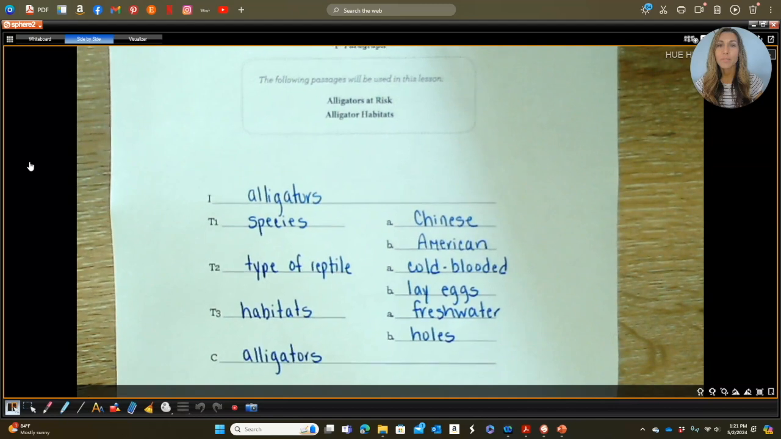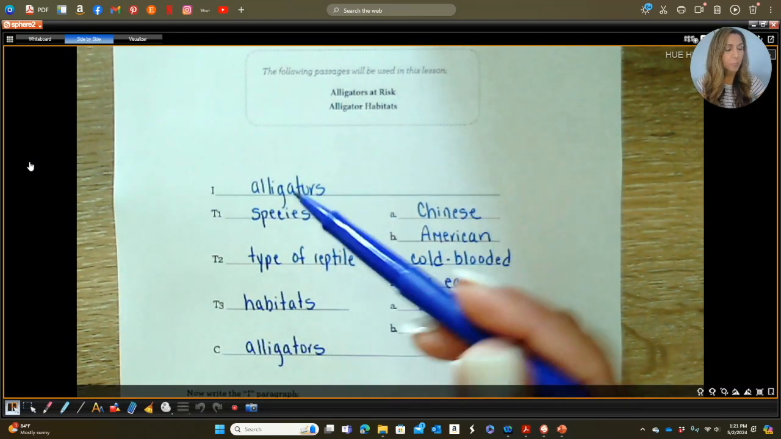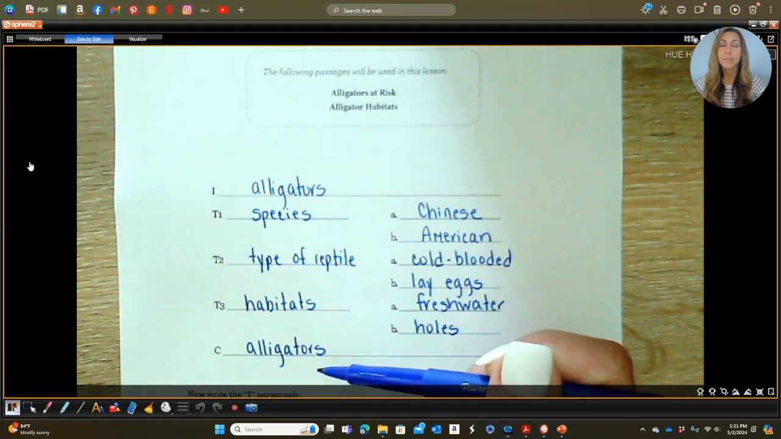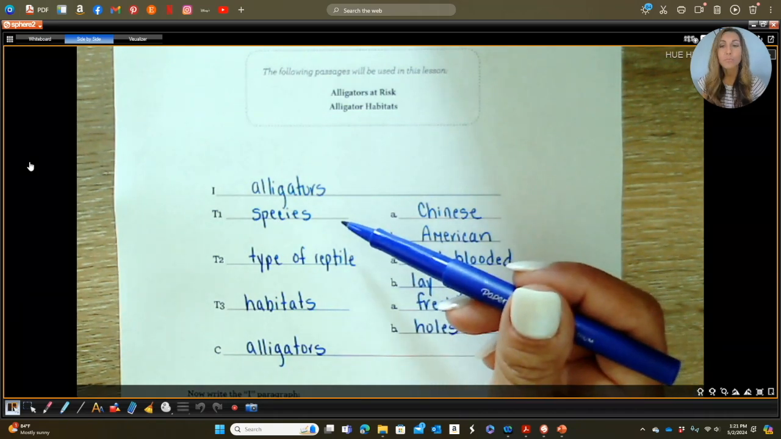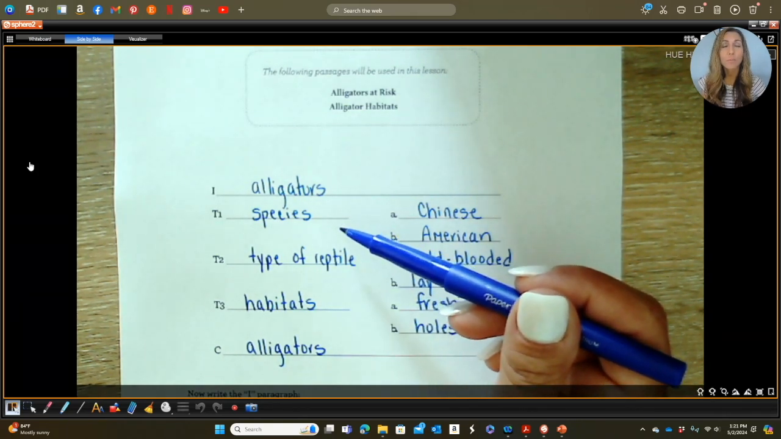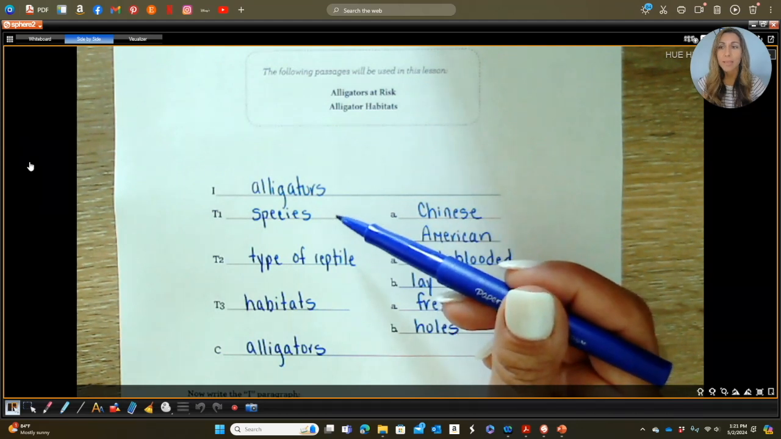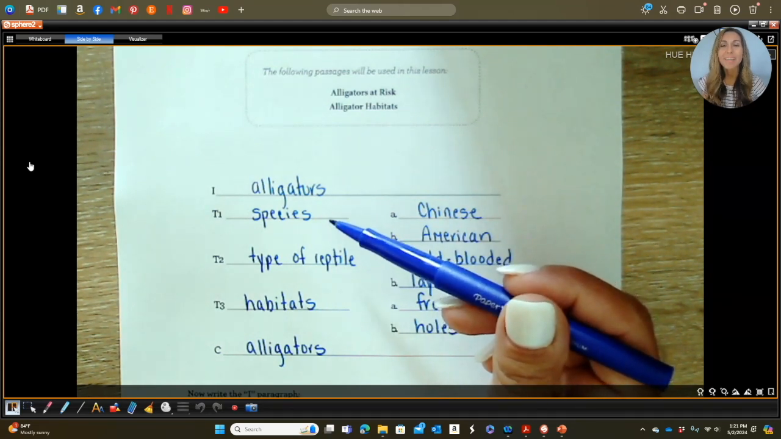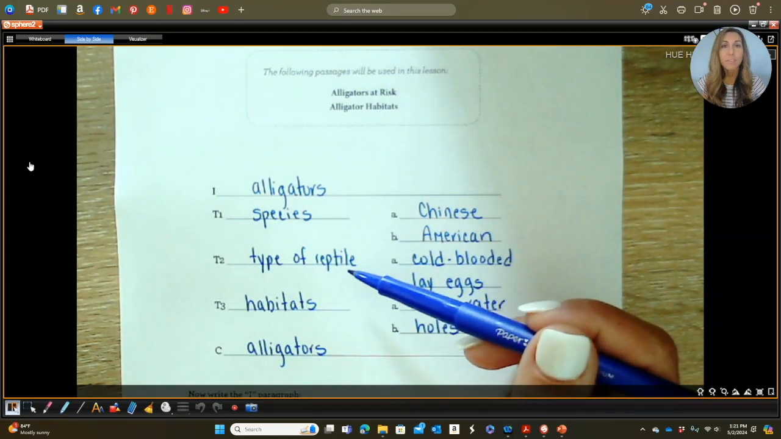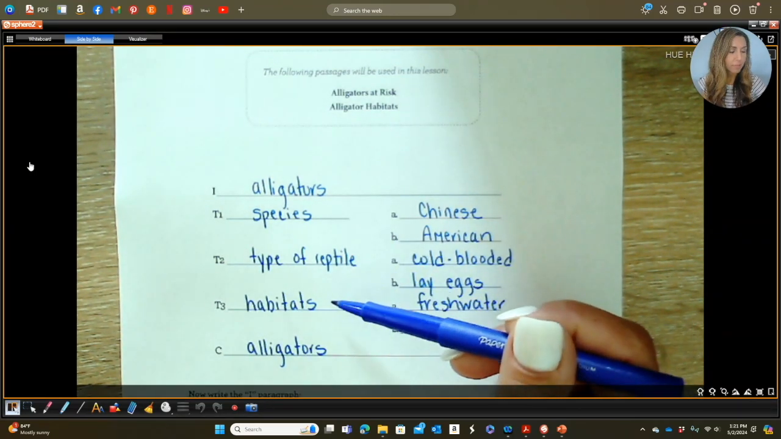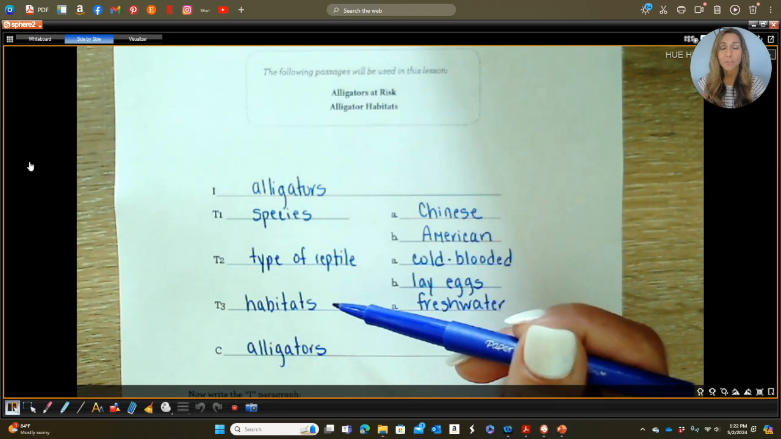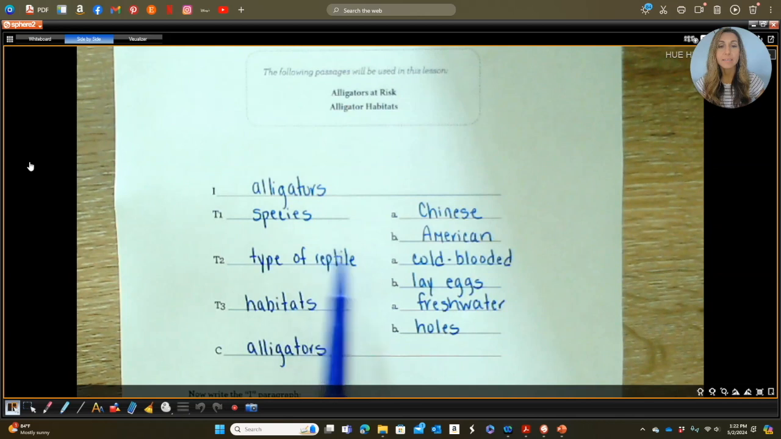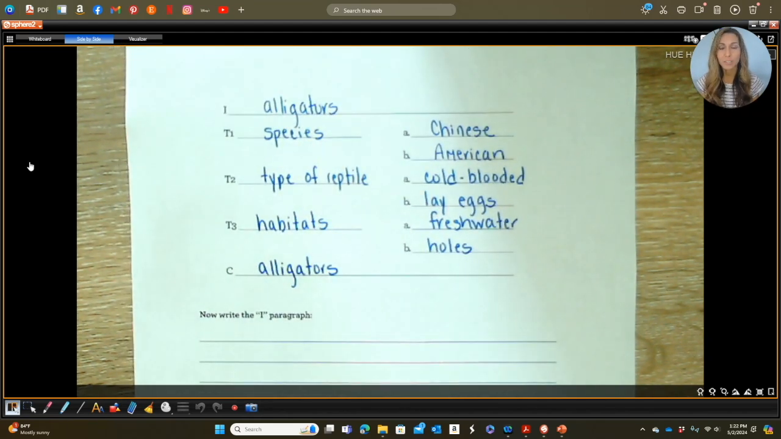Now, previously when we read this text set, we planned for our prompt and we wrote alligators next to I and C because that's what our whole essay is about. That's what the prompt directed us to write about. We selected 3 topics from the articles that we felt were really important to inform our reader about. And those are the different species of alligators, the fact that alligators are a type of reptile, and the habitats in which alligators live. And then we also selected subtopics that helped to explain our big topics a little bit more. So now we're ready to write our introduction paragraph.